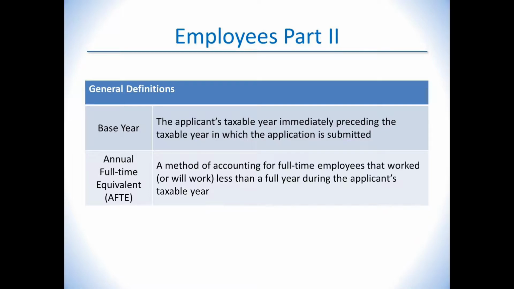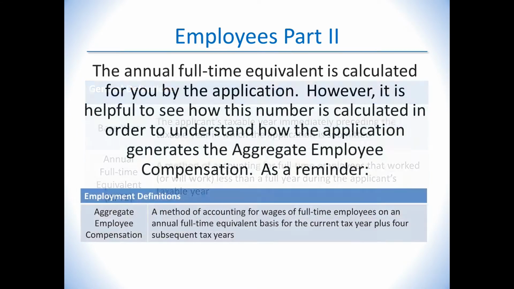An annual full-time equivalent, or AFTE, is a method of accounting for full-time employees that worked or will work less than a full year during the company's taxable year. The annual full-time equivalent is calculated for you by the application. However, it is helpful to see how this number is calculated in order to understand how the application generates the aggregate employee compensation. As a reminder, here's the definition for aggregate employee compensation.